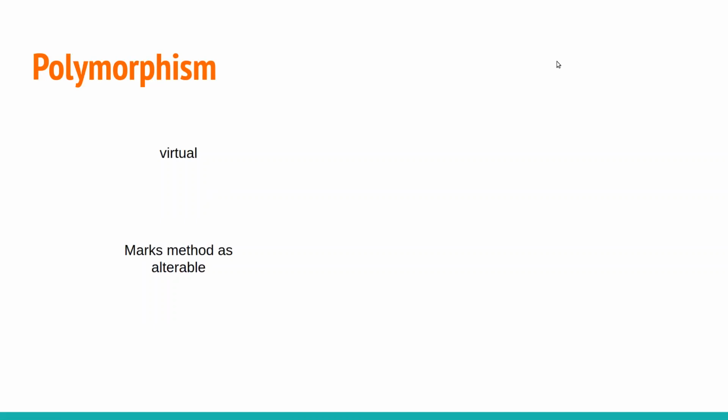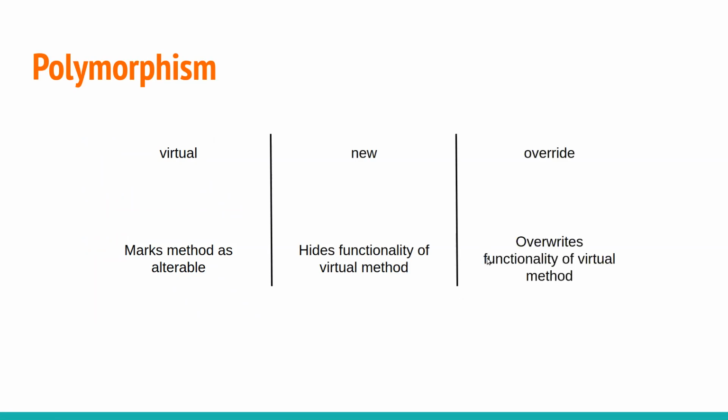Okay, the next thing we learned about was polymorphism, and there were just 3 words here, but they were pretty subtle, right? So if we mark a method as virtual inside the base class, that means that it will be alterable. You'll be able to change it inside derived classes. There are 2 ways to change a polymorphic method. You can use the word new, which hides the functionality of the virtual method, and you can use the word override, which overwrites the functionality of the virtual method. Okay, and that was all of polymorphism, basically.